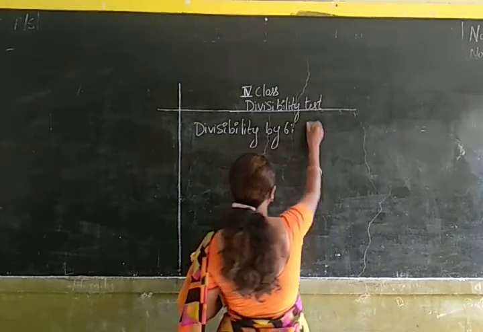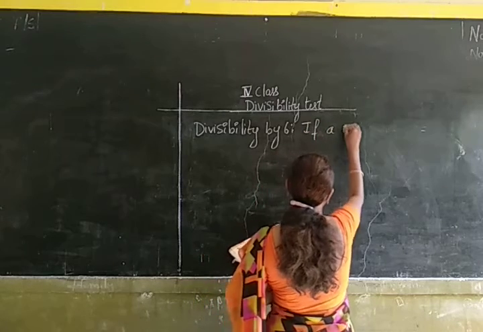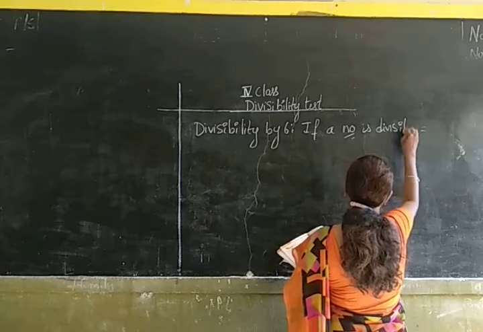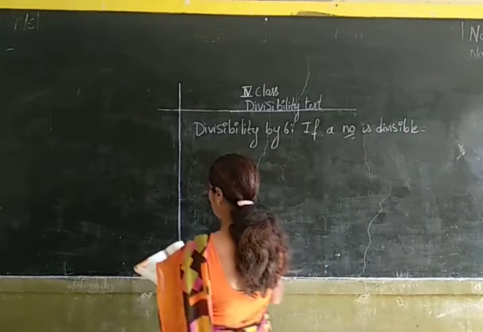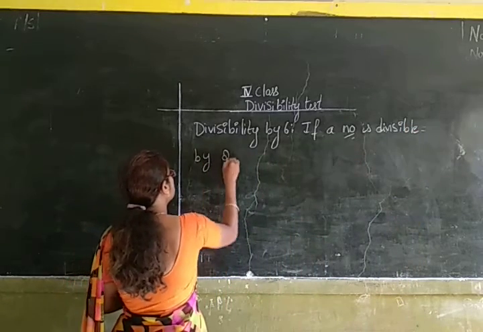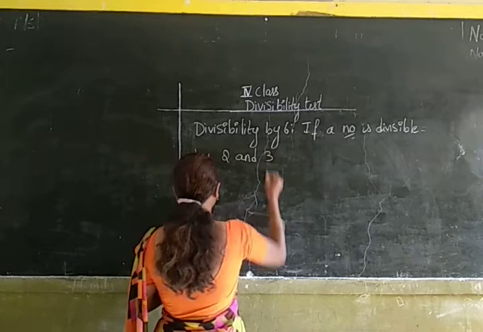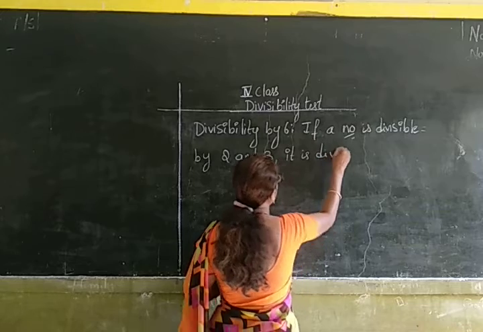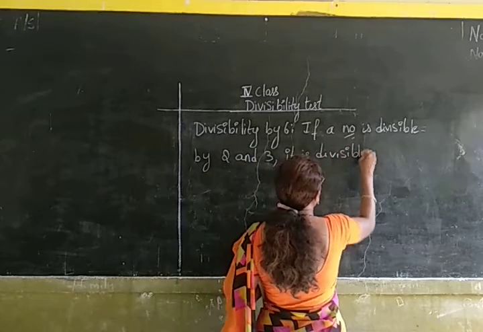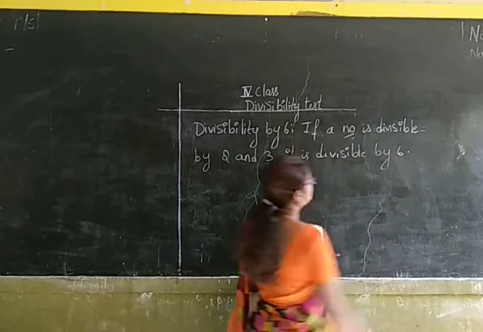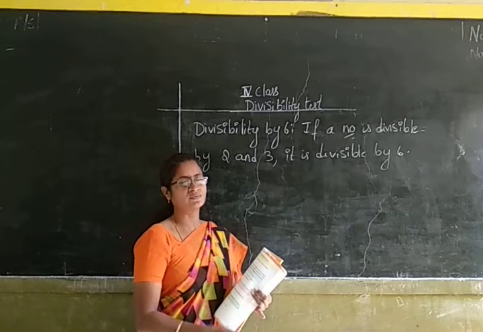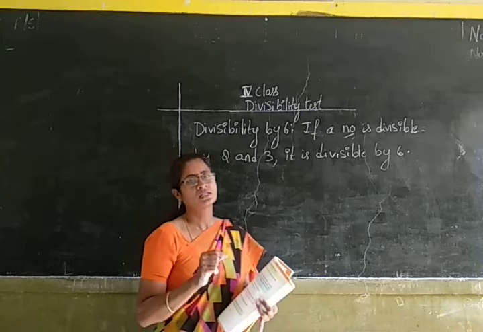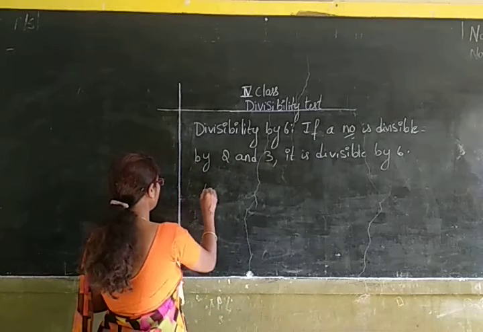If a number is divisible by 2 and 3, then the number is divisible by 6. Did you understand, children? If the given number is divisible by 2 and it is also divisible by 3, then the number is divisible by 6. Okay, children, let us take an example.